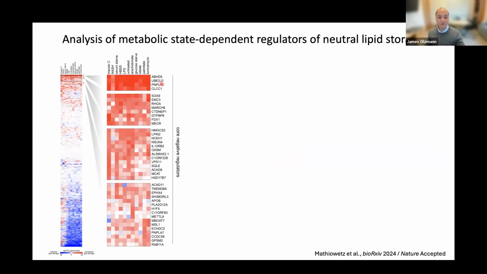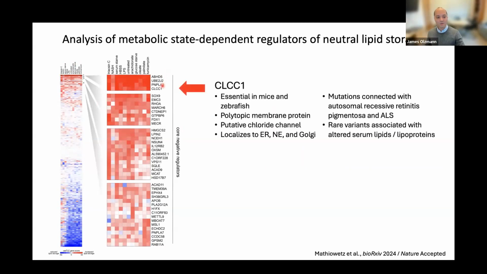For example, if you knock out PNPLA2, which encodes ATGL, the rate-limiting enzyme in lipolysis, as you would expect, no matter what condition, you accumulate more lipid droplets. We see very nicely that this clusters with ABHD5, its co-activator. For the remainder of the time, I'm going to focus on this gene, which clustered together with PNPLA2, CLCC1.